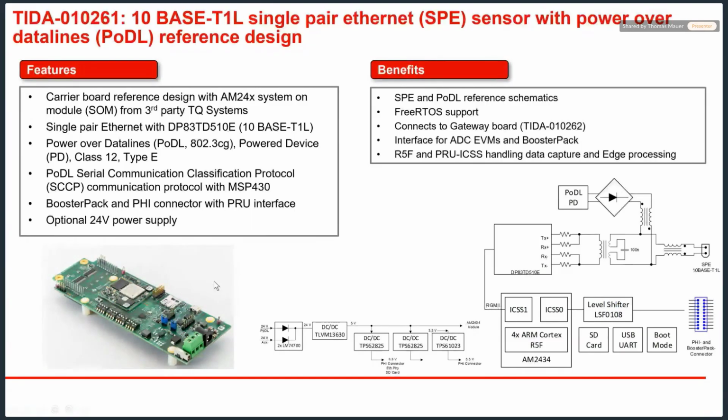The board supports the Ethernet PHY DP83TD510, and this is the 10-base T1L PHY. We also implemented a powered device for the power over data line. It can also do the power over data line serial communication classification protocol. This is this SCCP protocol. It's based on an MCU that we put there.